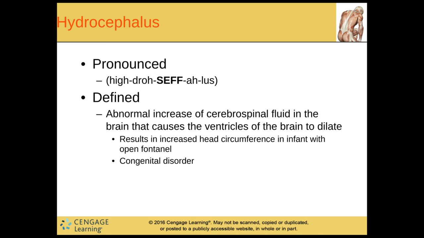Then we have hydrocephalus. So this is an abnormal increase of cerebrospinal fluid in the brain, and it causes the ventricles of the brain to dilate. So this results in increased head circumference in an infant with an open fontanelle. So open fontanelle meaning those bones in the skull, right, that aren't completely fused together. So if they have an increase of that cerebrospinal fluid, it's going to make the circumference or the size of their head bigger, and it's a congenital disorder.